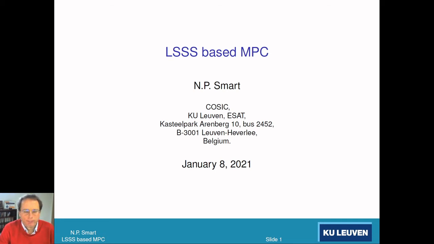Hello. Last time we looked at how you do pre-processing in the full threshold case, and the time before that we looked at pre-processing in the Q2 access structure case, and this time we're going to put it all together to give us a final algorithm to do a multi-party computation.